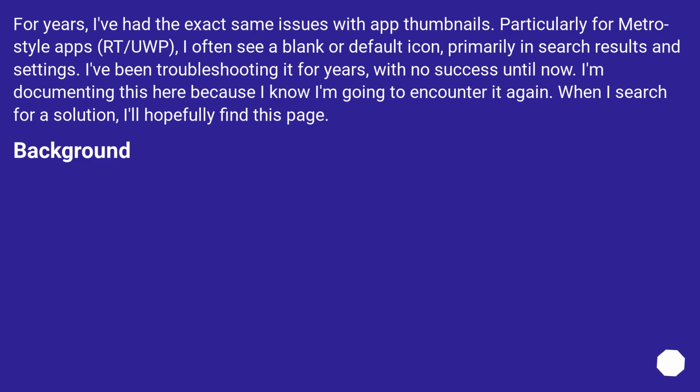For years, I've had the exact same issues with app thumbnails. Particularly for Metro-style apps, RT/UWP, I often see a blank or default icon, primarily in search results and settings. I've been troubleshooting it for years, with no success until now. I'm documenting this here because I know I'm going to encounter it again, and when I search for a solution, I'll hopefully find this page. Background.